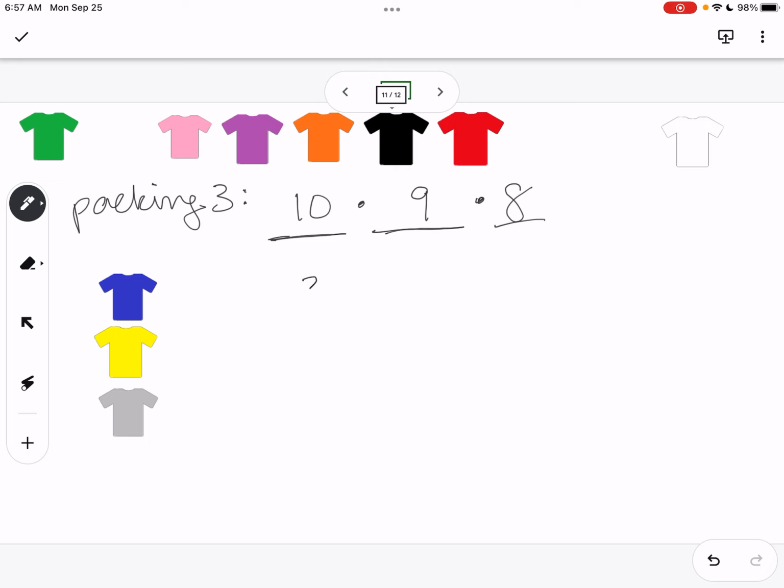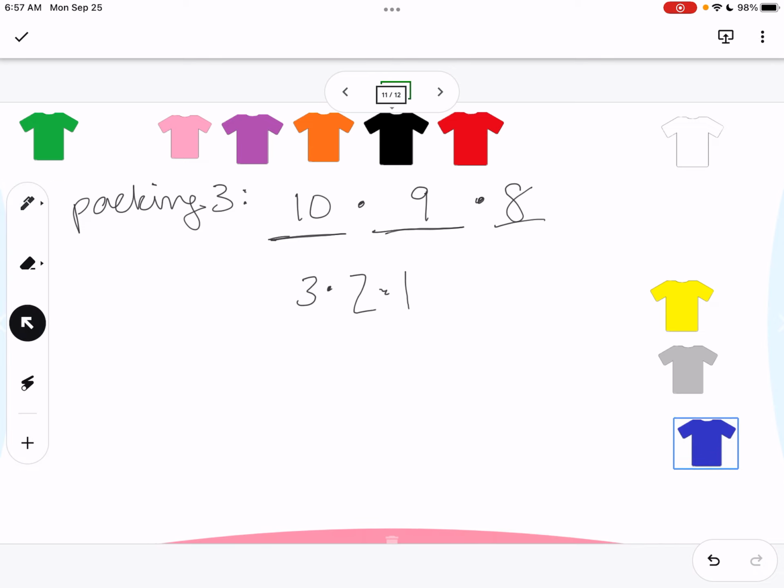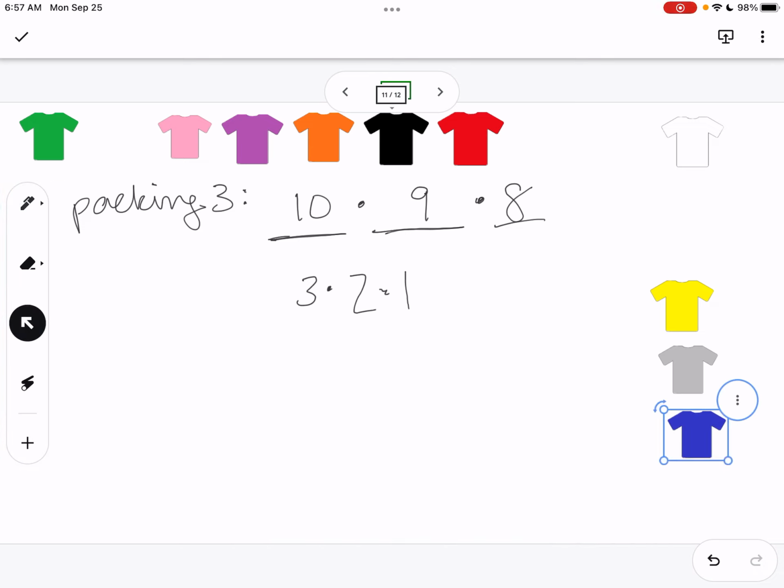I have 3 choices. So I pick the yellow. Now I have to pack my second shirt. There are 2 choices. So let's say I pack the gray. Now I go back and pack my last shirt. There's only 1 choice left. So I will pack the blue shirt. So when we're choosing, in this particular case, I had 10 items and I was choosing 3.